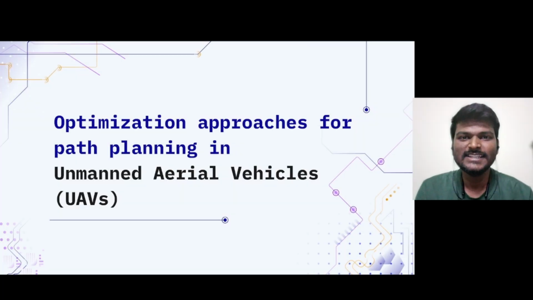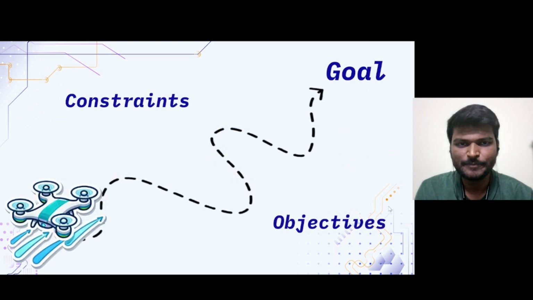Hi all. In this presentation, me and my team are going to discuss optimization approaches for path planning in unmanned aerial vehicles, UAVs. Imagine we have a drone and we need to get it from point A, the starting position, to point B, the goal position.